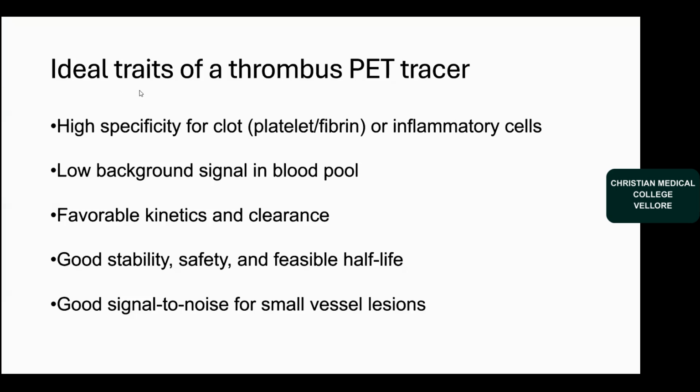If you look at thrombus-specific PET tracers, these are the ideal traits we expect: high specificity for clot or inflammatory cells, low background signal in the blood pool, favorable kinetics and clearance, good stability, safety and a feasible half-life, and good signal to noise for small vessel lesions.